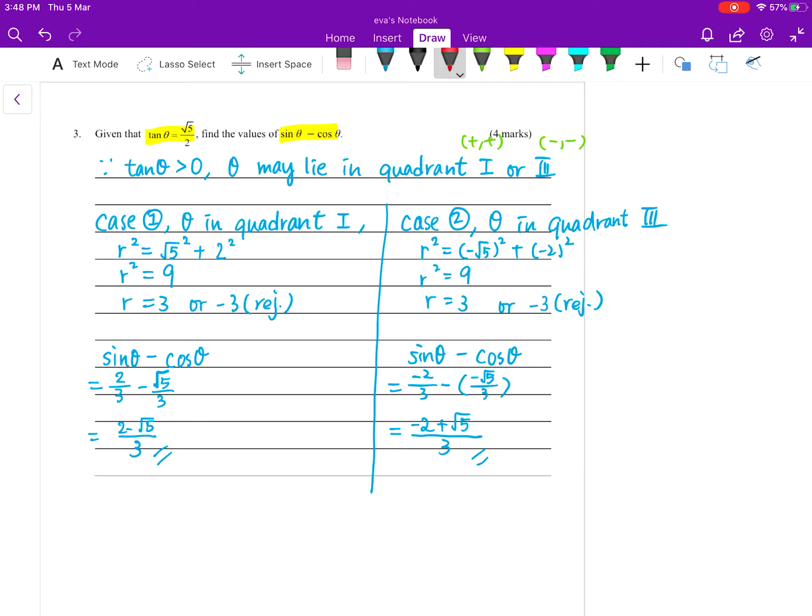Many of you only got one correct because you didn't figure out quadrant 1 or 3. This is 1 mark for case 1 and 1 mark for case 2. So this is question 3.